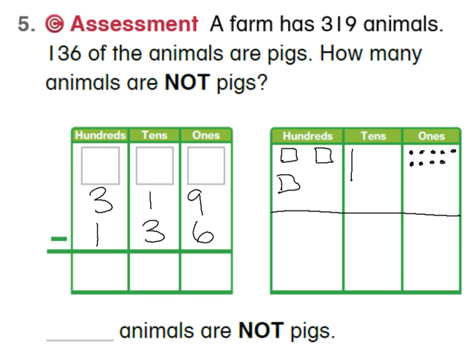Alright, and if I was to do this in expanded form, this would be 300 plus 10 plus 9. And I'm going to subtract. I'm going to start with the ones. So 9 minus 6, in order to do that, I'm just going to erase 4, 5, 6, and redraw them at the bottom.